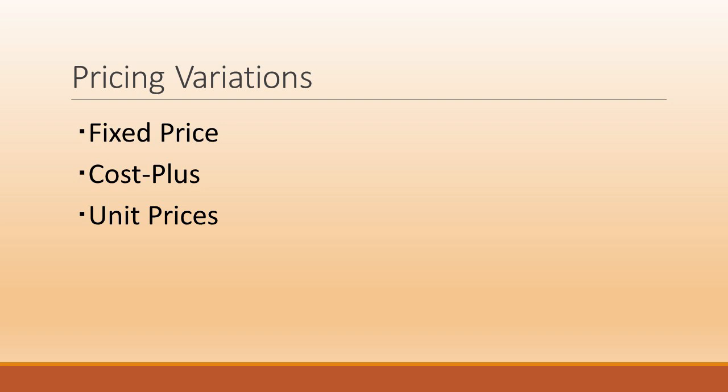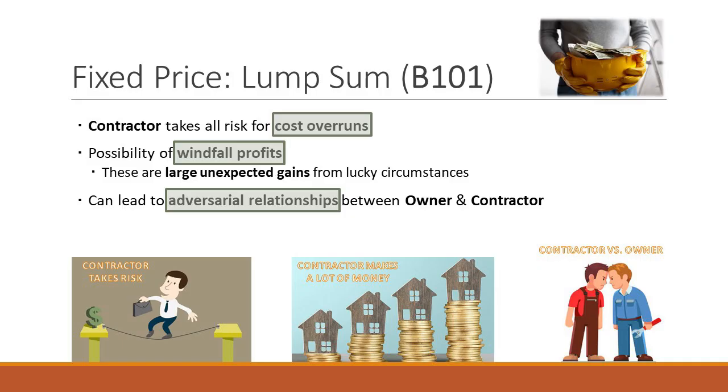We're going to talk, and I've done a little bit of this already when we were talking about the A101, 102, but now we're going to talk a little bit about a few more pieces of information on these pricing variations of how they work. So fixed price contracts, that's your lump sum, that's going to be the 101. A couple more tidbits or points about that.